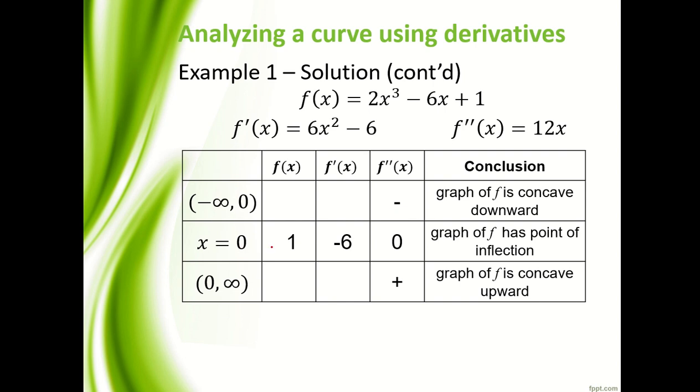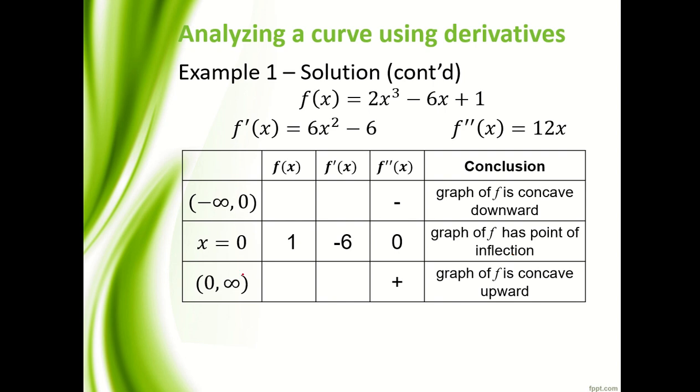Now at x equal to 0, we can solve for f of x. Substituting, at x equal to 0, f of x is equal to 1. Then f prime of x is negative 6, and f double prime is 0. Since we have a 0 for our double prime, the graph has a point of inflection, the point where the concavity changes from concave upward to concave downward, or vice versa.